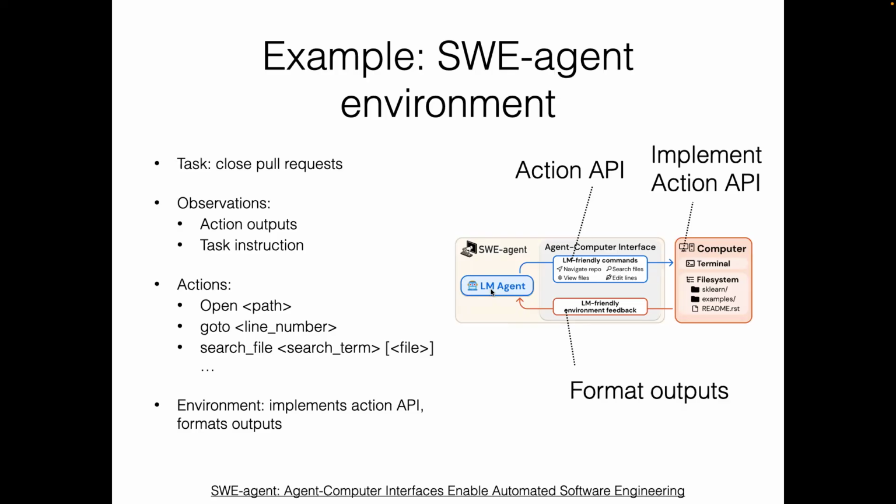Here they have this language model agent and these different commands, which would be what I've been calling actions. So you have open a path, go to a line number, search a file, and so on. Then you have the thing actually implementing these on top of your file system and your terminal, and then the output is formatted and provided to the agent. They use this fancy term, agent computer interface, and you could also view it in terms of observations, actions, and environment.